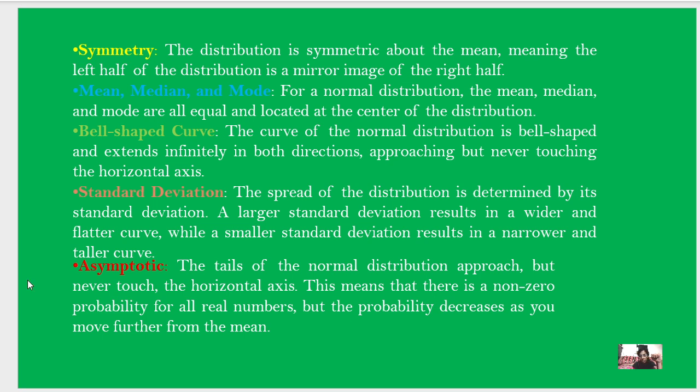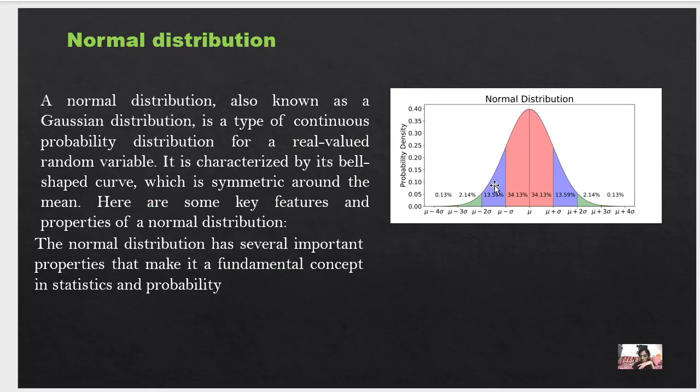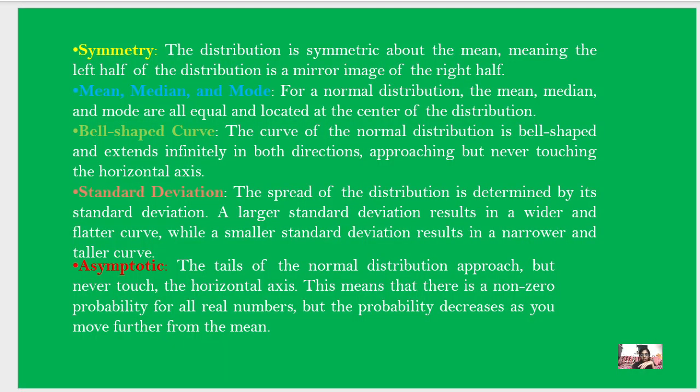Next is asymptotic. The tails of the normal distribution approach but never touch, meaning they don't touch the horizontal axis. So let me show here. It doesn't touch the horizontal axis. This is called asymptotic. This means that there is a non-zero probability for all real numbers, but the probability decreases as you move further from the mean.